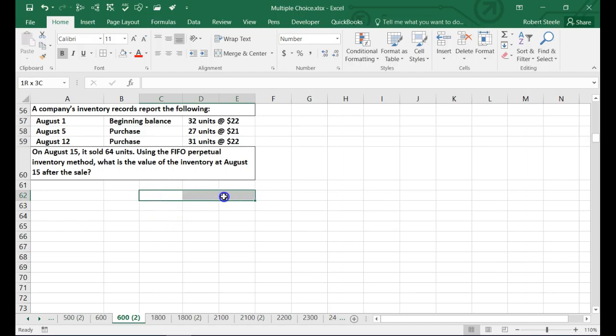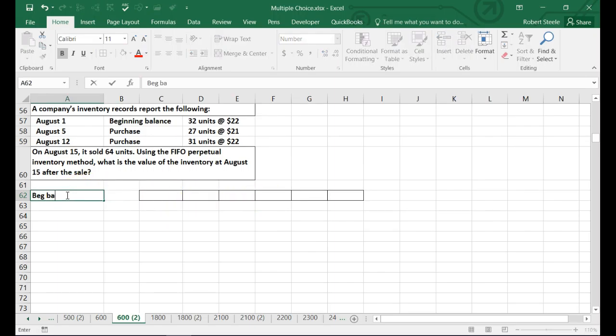So once again, I'm going to have 6 columns here, 1, 2, 3, 4, 5, 6. One for the cost of the sales and one for the purchases. And then anything over here, so we have the beginning balance. I'm going to put that over here, and that was 2 pieces of information, 32 units at $22, means that we're starting off with 32 times 22 for a dollar amount of $704.